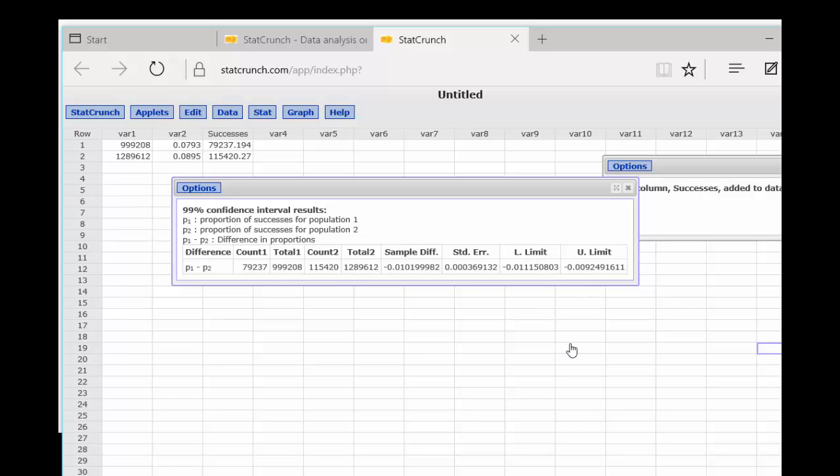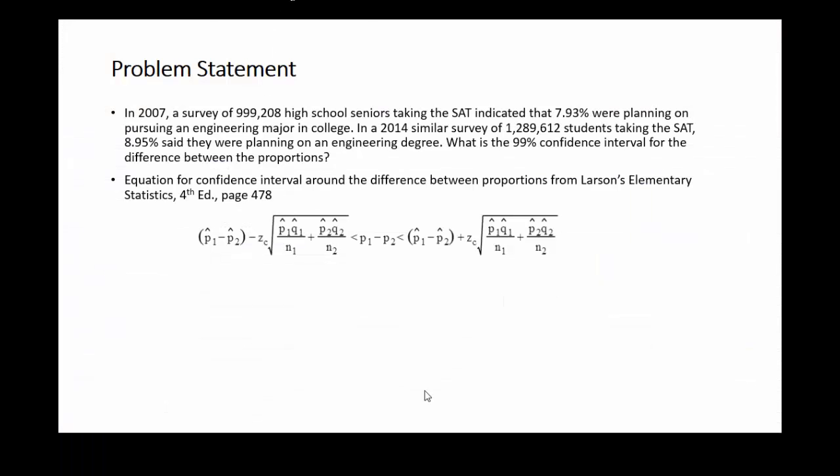Well, let's check and see how it compares to the answer. And I'm going to bring it up. There it is. We're right. Minus 0.0112 to minus 0.0093. We got the answer using StatCrunch.